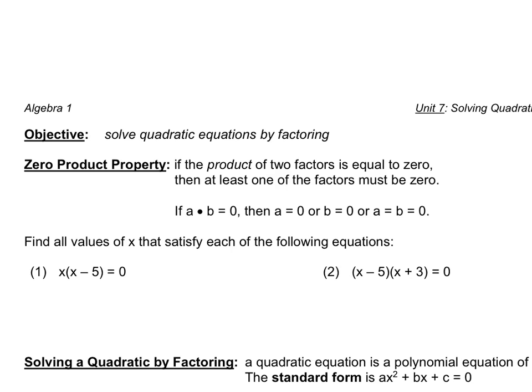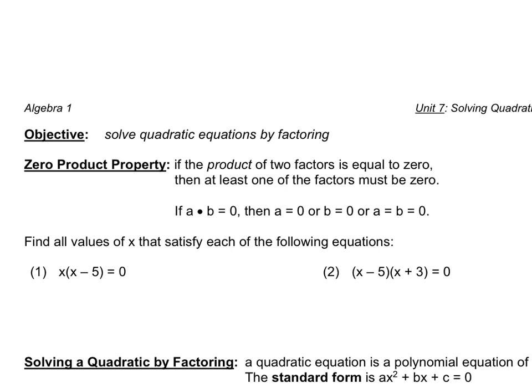The first set of problems is zero product property. I'll just read it. If the product of two factors is equal to 0, then at least one of the factors must be 0. Right? And that has to do with the commutative property. Or even more basic than that, the properties of numbers that we talked about in the first unit, it's the zero property. You multiply by 0, you get 0.